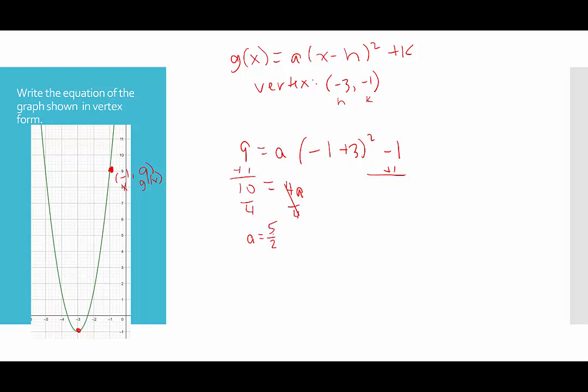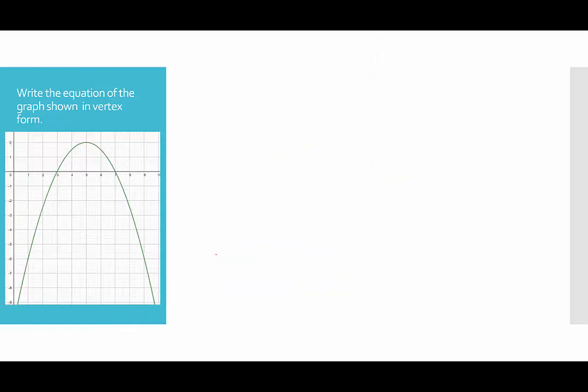And you can leave it as an improper fraction. You can convert it to a mixed number. You can convert it to a decimal. I'm going to leave it as an improper fraction because the less work I do, the better off I am. And now we can write the equation in vertex form. G of x is equal to 5 over 2. It is positive, as it should be, times x plus 3 quantity squared minus 1. And that's the equation of this parabola.